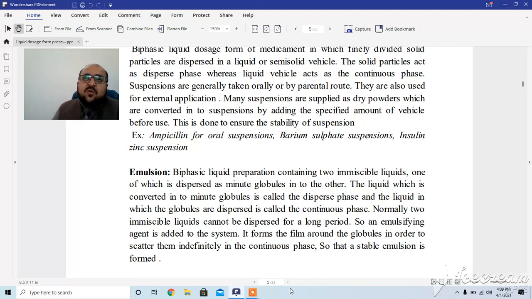Because whenever we mix two immiscible liquids, for example, the classical example of oil and water, they cannot mix with one another readily or be dispersed. In order to agitate and mix them, we should add another agent which is called an emulsifying agent. By the addition of emulsifying agents, the two phases are kept separate from one another and a stable emulsion is formed.